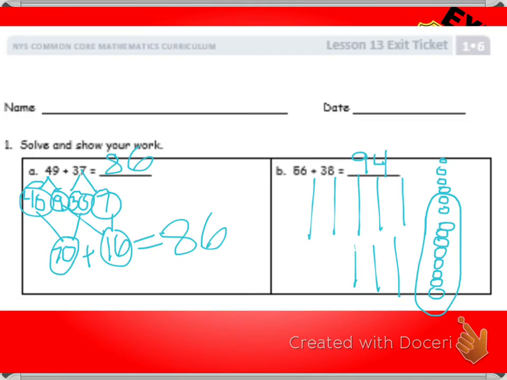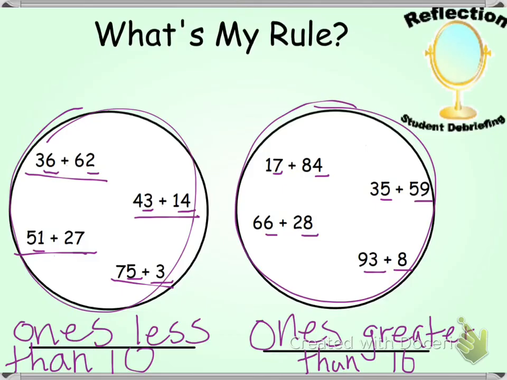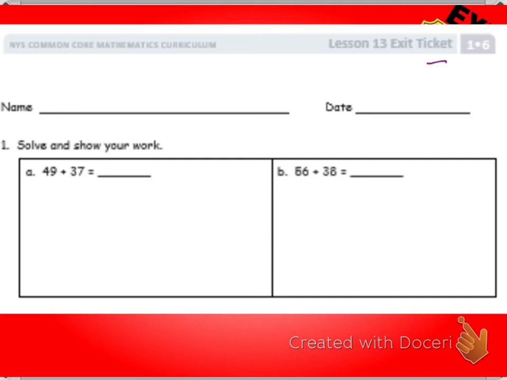All right, so now we're going to do our exit ticket. The exit ticket is on page 77. I want you to go ahead and solve these, please. Once you're done, you can tear this page out of your workbook and get out a crayon so you can check your work. Remember, you must show your work. You may pause it now.